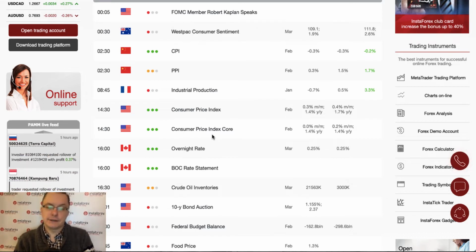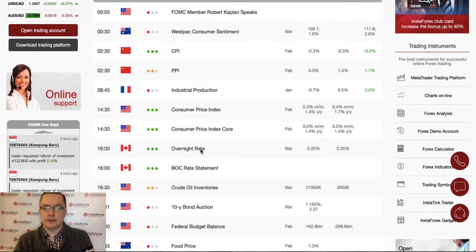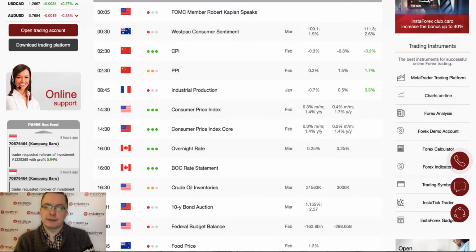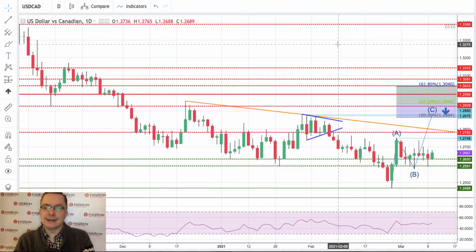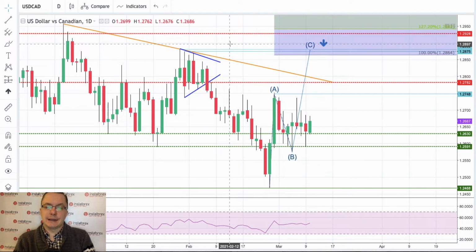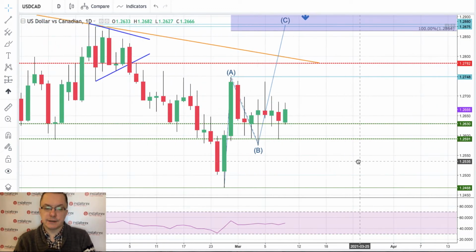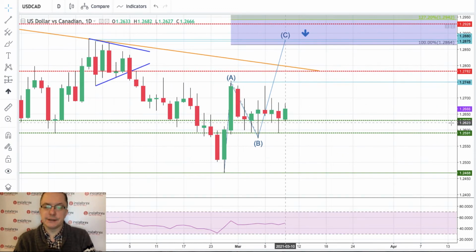So we should definitely take a look at the US dollar to the Canadian dollar pair. Let me just switch to the charts. As you can see, this is US dollar to the Canadian dollar, daily time frame chart. What do we have here? Let me just zoom in a little bit. And as you can see, for the last week, we've been just trading inside of the consolidation zone, right?